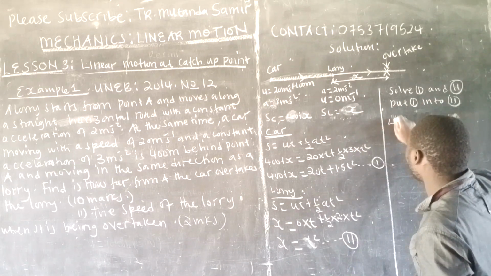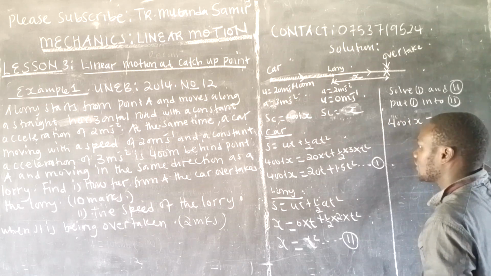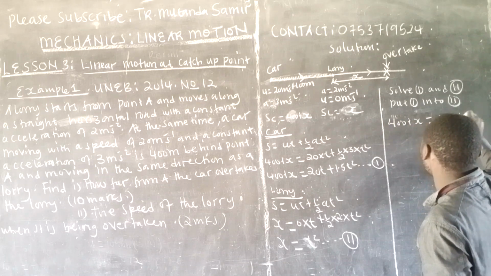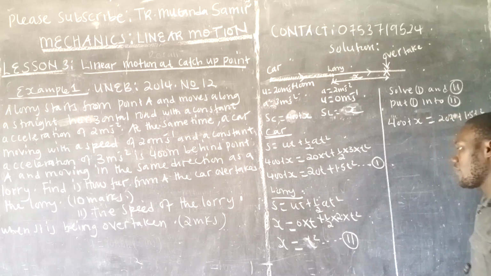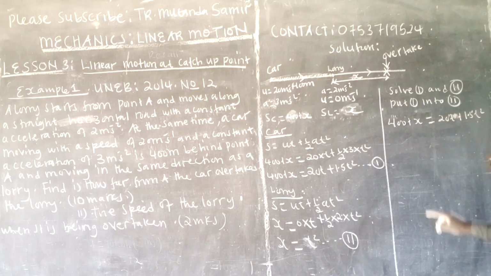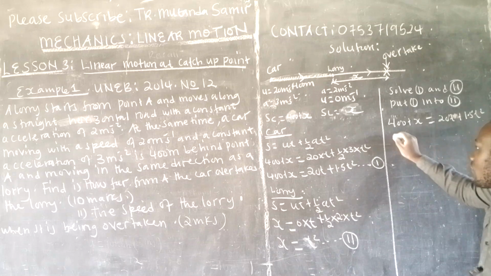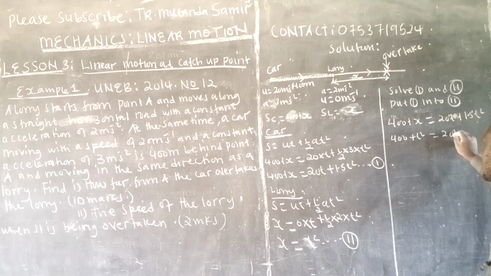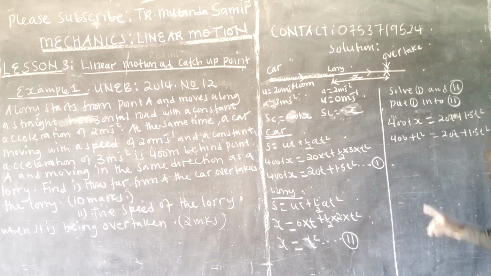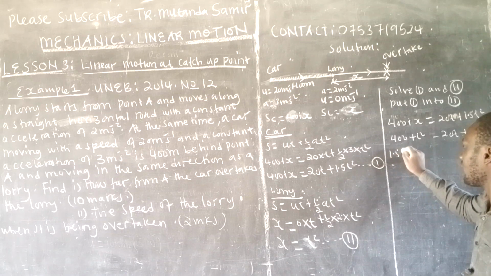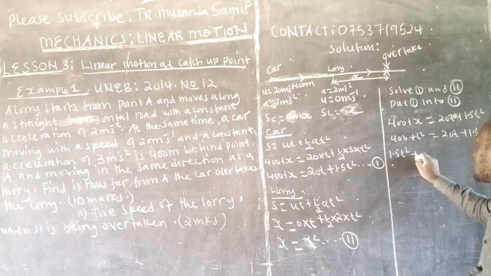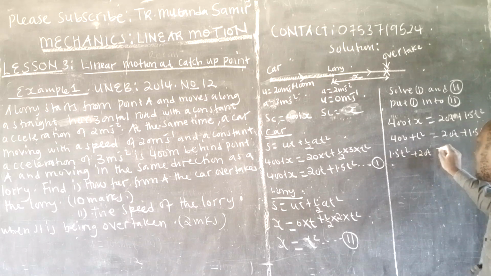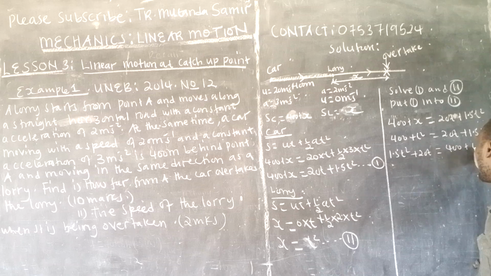Now that will be 400 plus x is equal to 20t plus 1.5t squared. Now, my x is t squared. What I'm aiming for is to have a common value. So my x is t squared, so it will be 400 plus t squared is equal to 20t plus 1.5t squared. So when I arrange this, it will now be 1.5t squared plus 20t is equal to 400 plus t squared. I'm just harmonizing to make it in the right order.